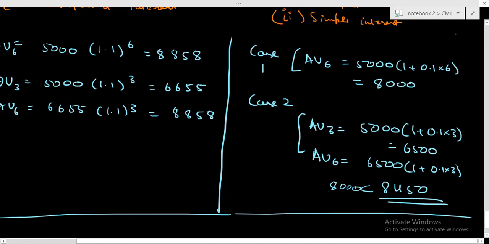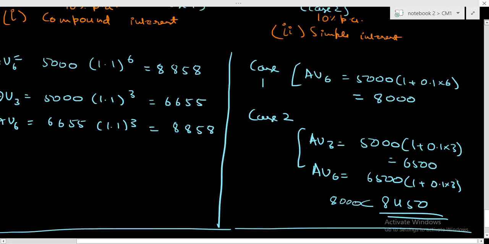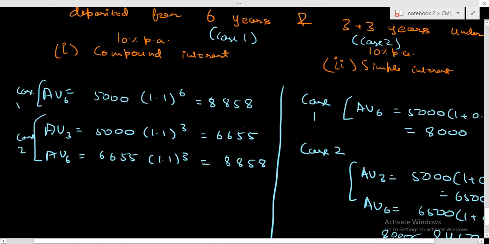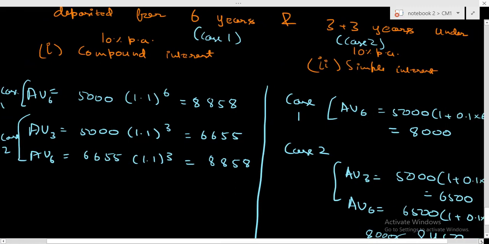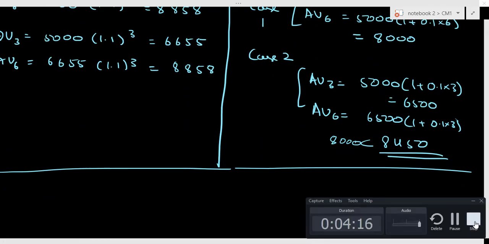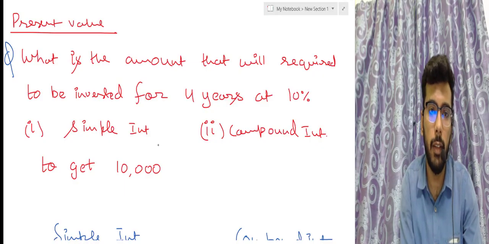And that is why practically simple interest is not popular, and amounts are usually invested at compound interest. And the mathematics of it you would have gotten. So let's move on ahead. Let's look at the concept of present value.